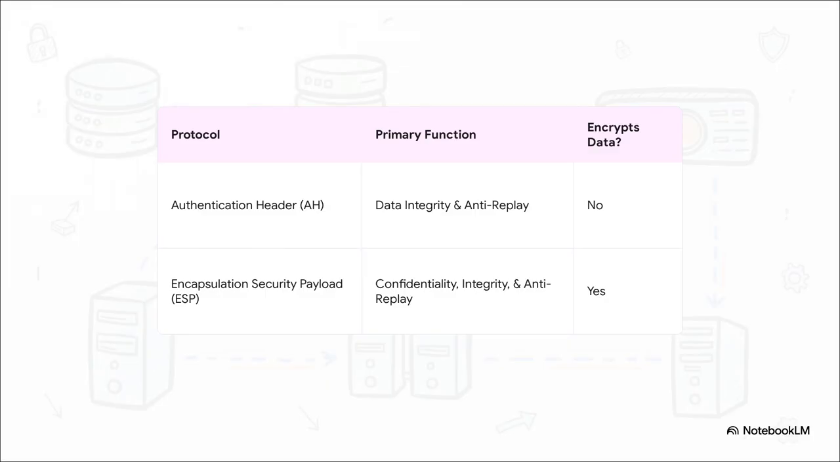What's really interesting here is that IPsec itself has two main parts. You've got AH, the authentication header, which just makes sure the data is legit. But the real heavy lifter for privacy is ESP, the Encapsulating Security Payload. As you can see right here in the table, ESP is the part that actually encrypts the data, which gives us that confidentiality we desperately need.